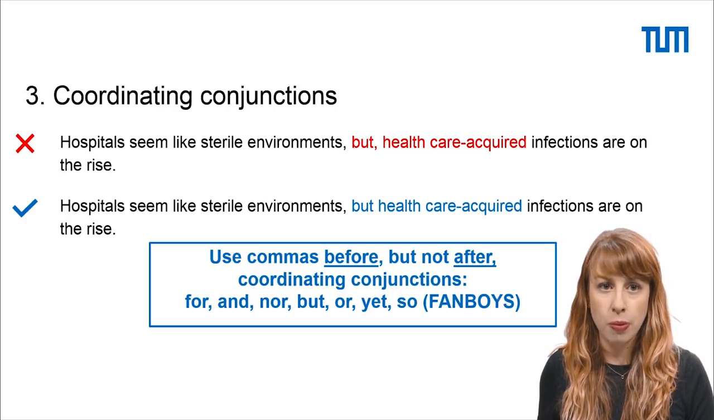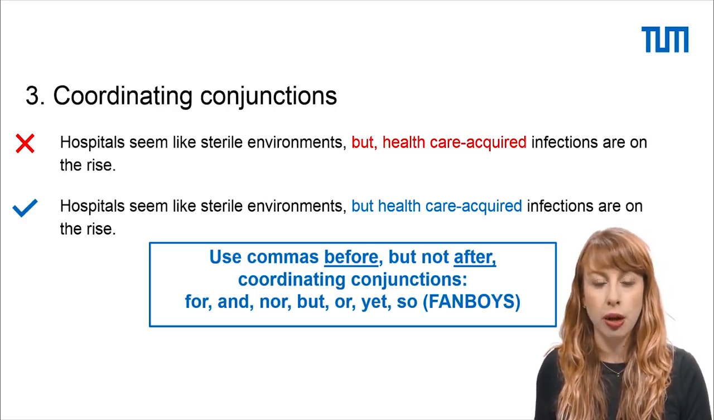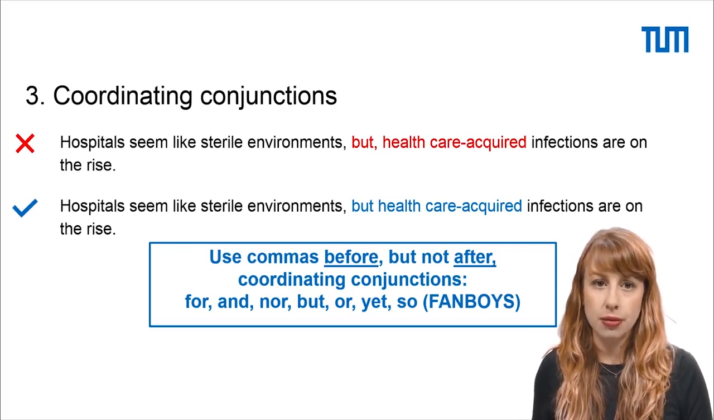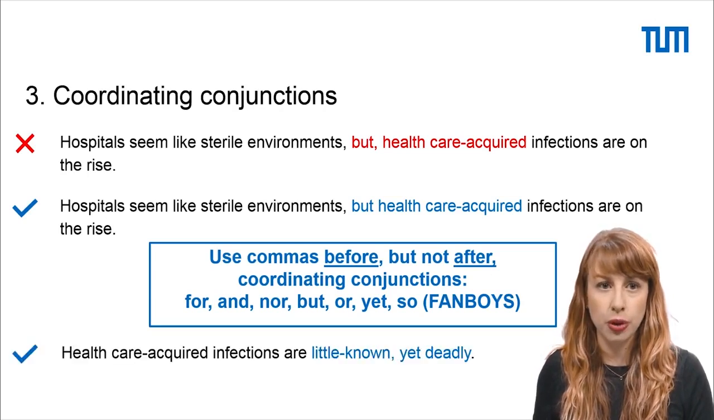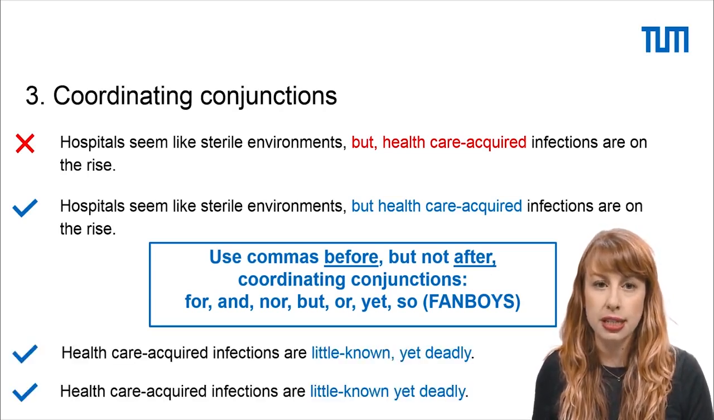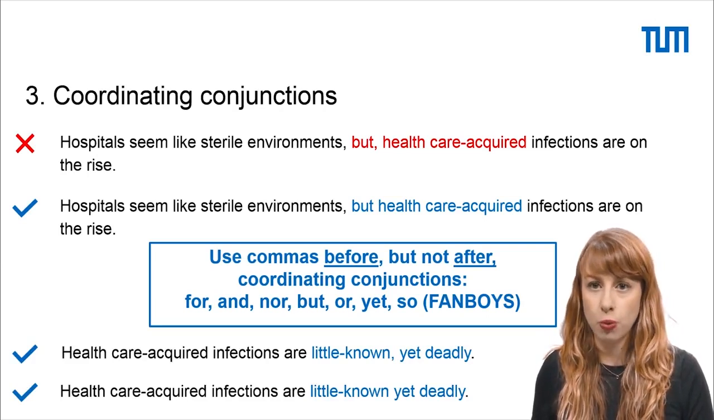Coordinating conjunctions can be remembered using this acronym, FANBOYS. It stands for for, and, nor, but, or, yet, and so. And what it does in the sentence is, as it suggests, coordinates two elements of the sentence. So if the two elements you're coordinating are very short, for example, this sentence, little known yet deadly, it's optional whether or not you need a comma. It may not need it to be clear. If the elements you're coordinating are longer, then it might be needed to be clear in what you're saying.